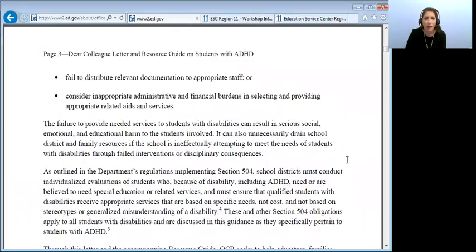that if we want to start off on the right foot in the 2016-17 school year, we need to think about how are we evaluating for ADHD, how are we selecting the accommodations, interventions, supplemental aids, etc. for our students with ADHD, and do all of our staff have the appropriate documentation to be able to implement the 504 services plan successfully.